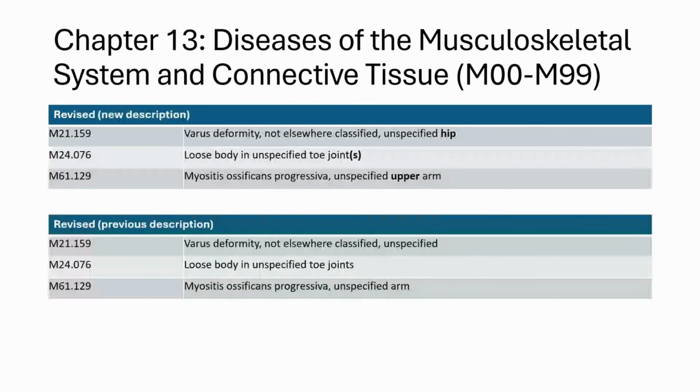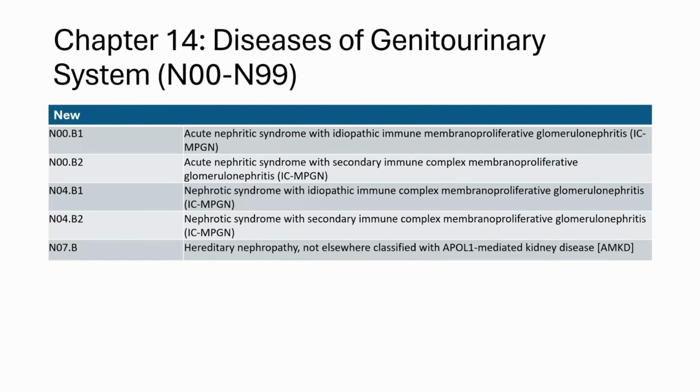Few minor Chapter 13 revisions. M21.15 now specifies that it says unspecified hip rather than just unspecified. M24.076, a little S was added. And M61.129 now specifies that it is upper arm and not just unspecified arm. We have new codes for immune complex membranoproliferative glomerulonephritis and APOL1 medicated kidney disease.